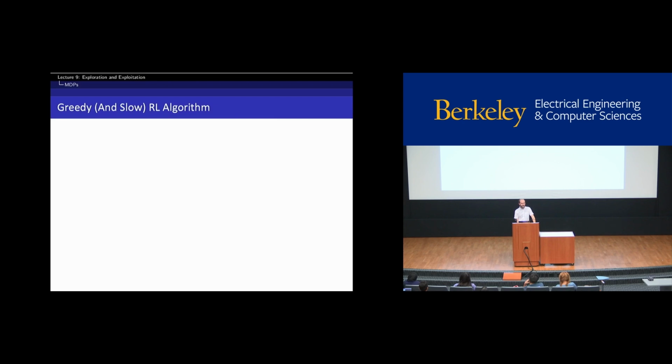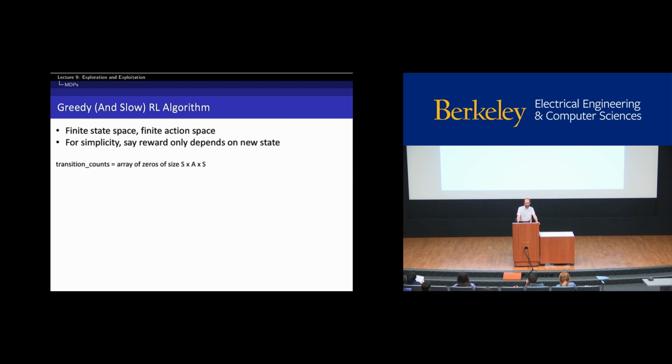Like the greedy bandit algorithm, here is an analog for a greedy RL algorithm. Let's say we have a finite set of states, a finite set of actions, and for simplicity the reward only depends on the new state that we transition into. So we do something very similar to the greedy algorithm I showed you before. We keep counts of all of the transitions we've made: for every state, action, new state that we've seen when traversing our MDP, we keep a count of it. We keep a count of how many times we've been in each state. We keep track of the rewards we've gotten in each state.